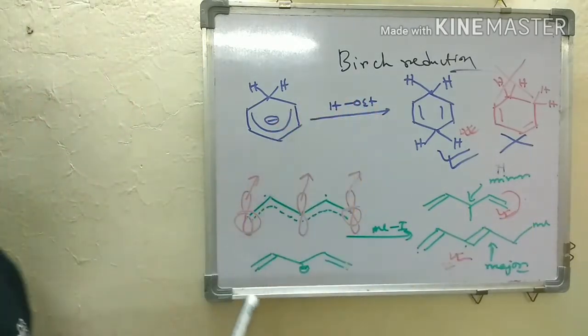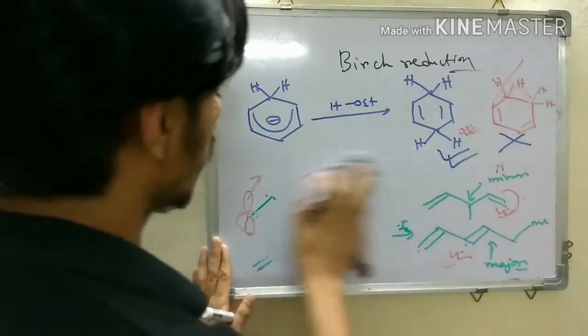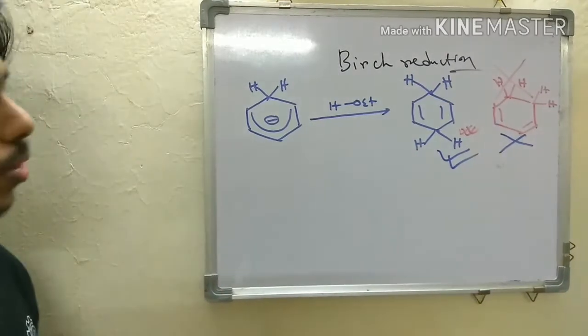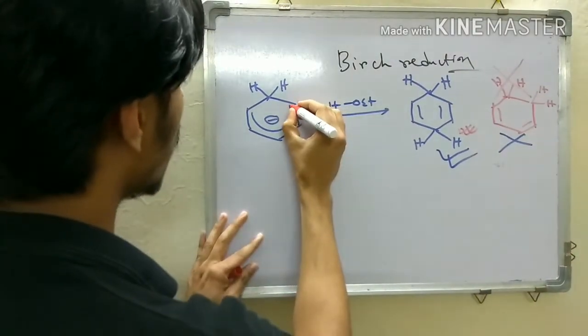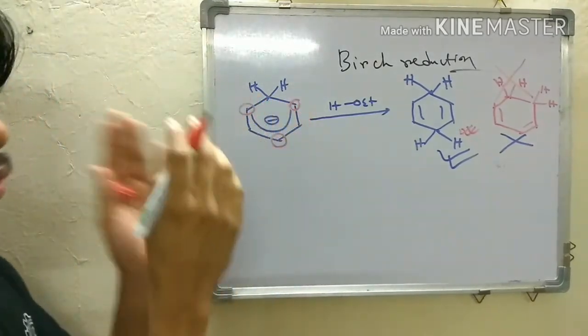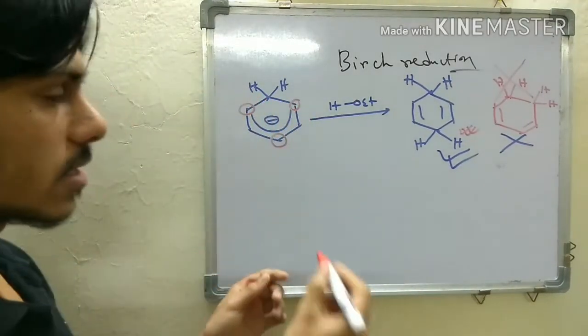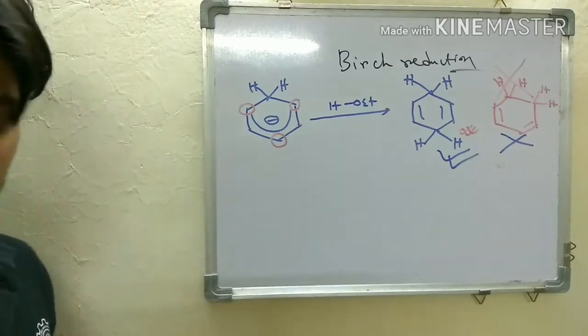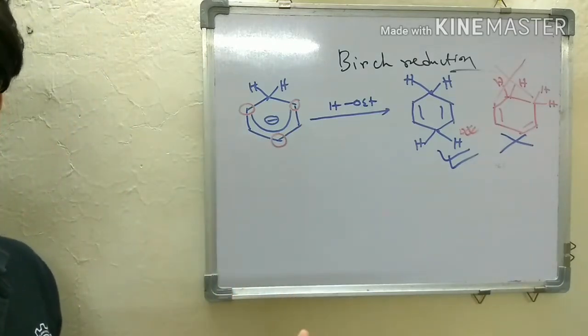But in this case, you would expect the same orbital coefficient at these 3 carbons. So these 2 and this one, you would expect from the previous discussion that these 3 positions have the same orbital coefficient, but in reality that doesn't happen.